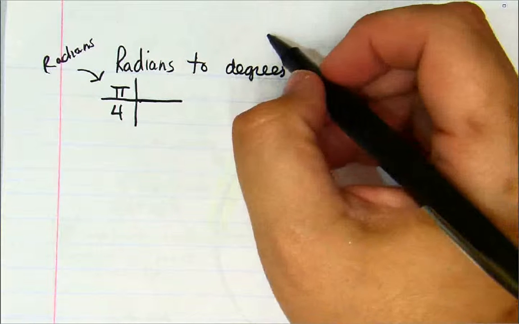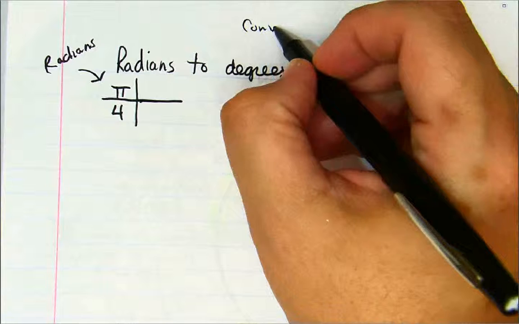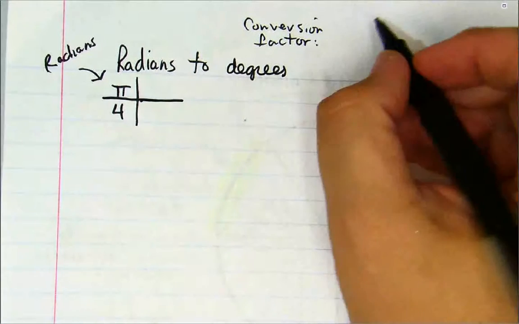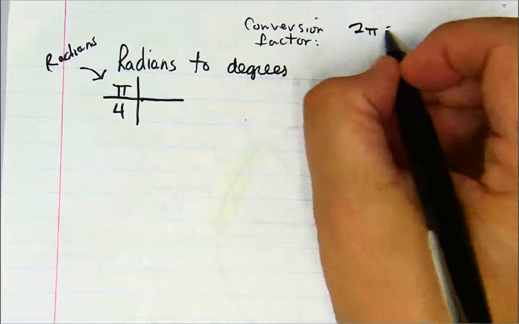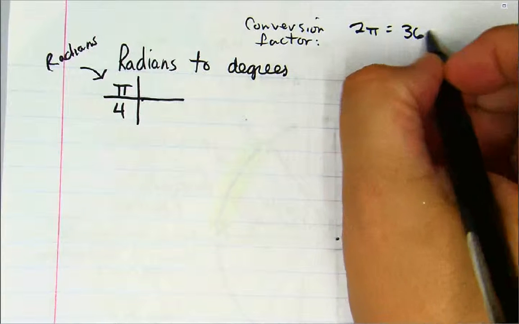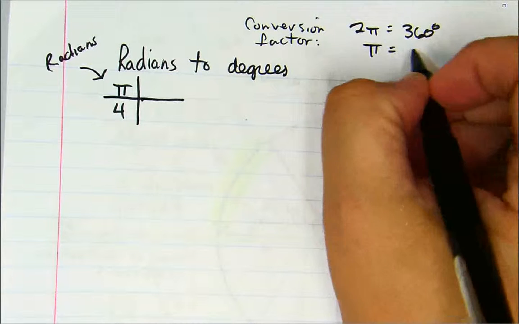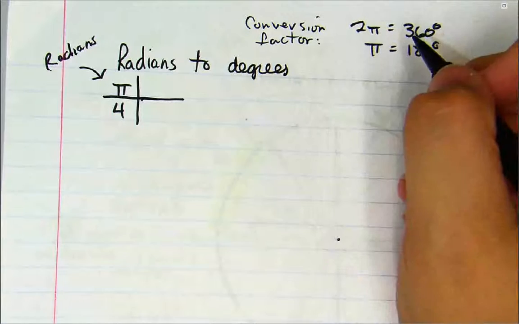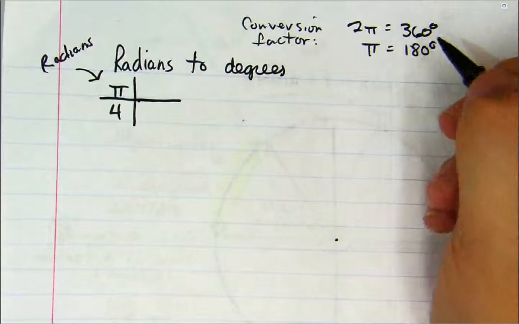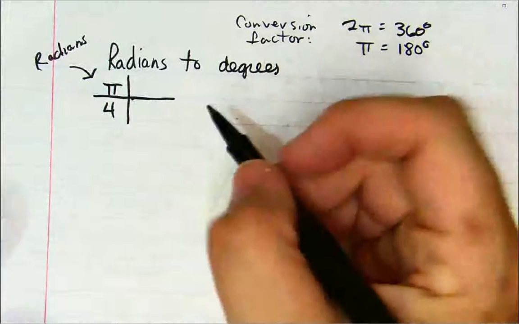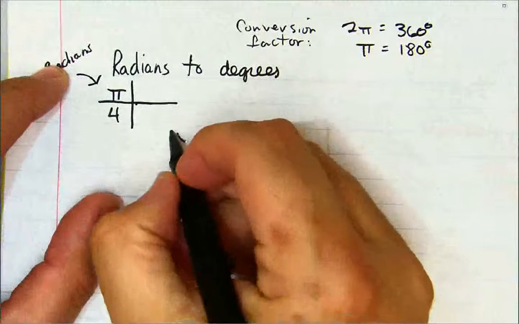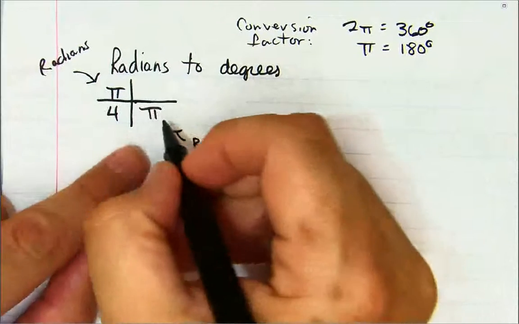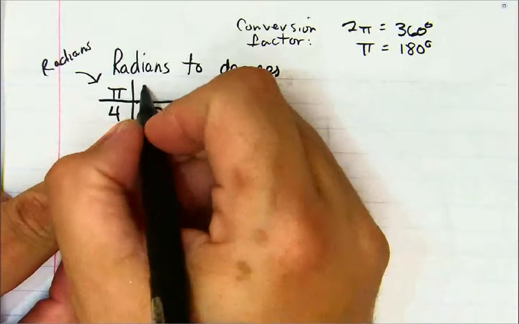So what's my conversion factor? Well, it's 2 pi is equal to how much? 360 degrees. 1 pi is equal to 180 degrees. So, like I said, I don't care which one you use as long as you use one and you use it properly. So, since radians are in the top, I want radians down in the bottom. So I'm going to put pi down here. Now what's pi equal to? 180 degrees.